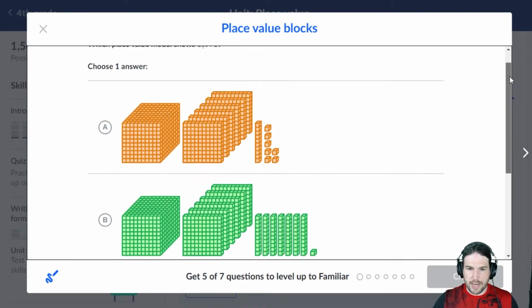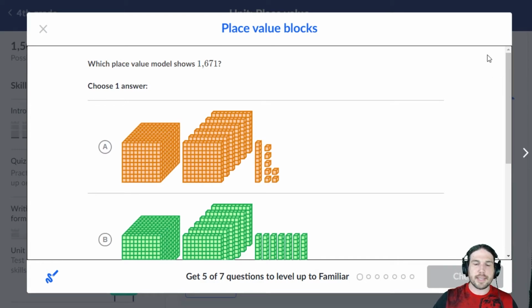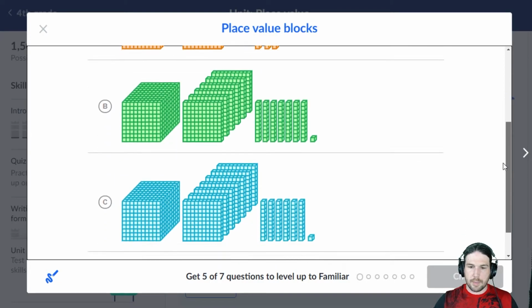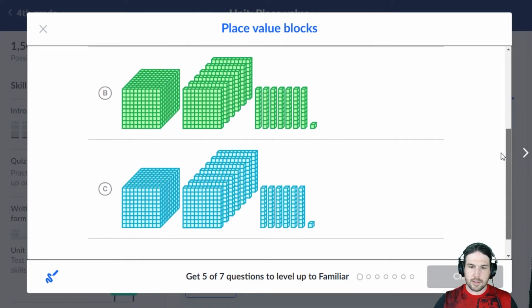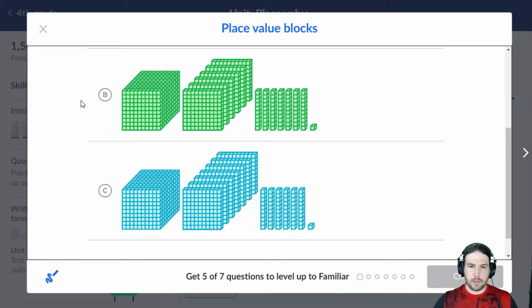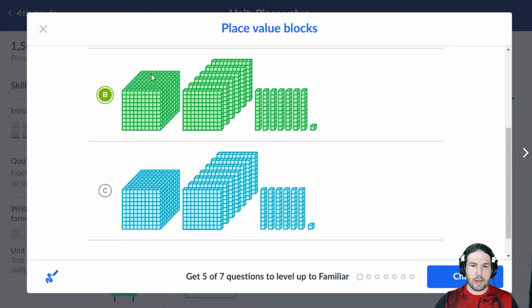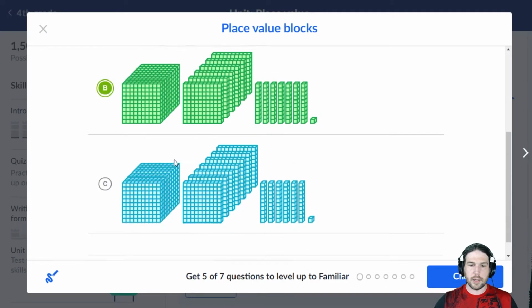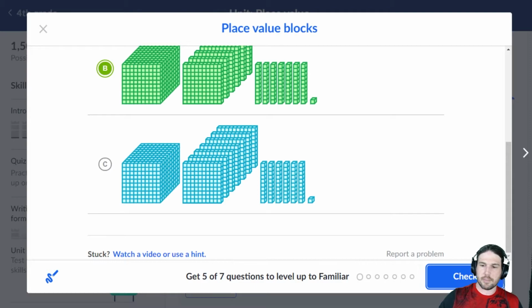So, what is the question asking? Which is 1,671. Well, I'm going to have to say it's probably this one. There's one of the 1,000 blocks. I see 1, 2, 3, 4, 5, 6 hundreds. 1, 2, 3, 4, 5, 6, 7 tens, and 1 one. I do believe B is the correct answer.